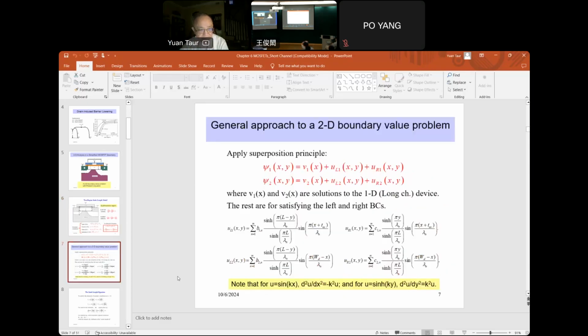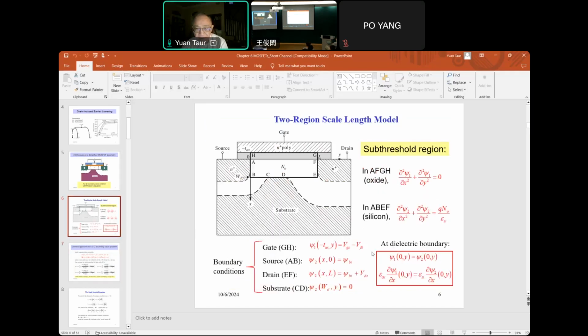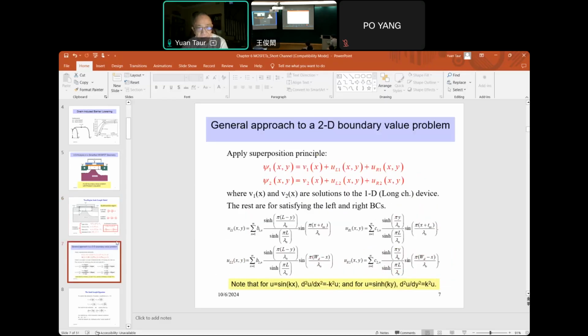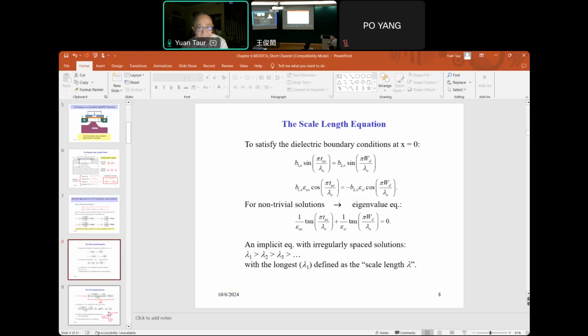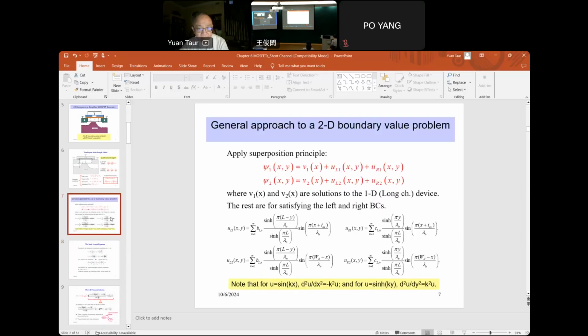But first, we almost ran out of time. Let's first apply the dielectric boundary conditions to these two solutions. It takes a little time to explain.